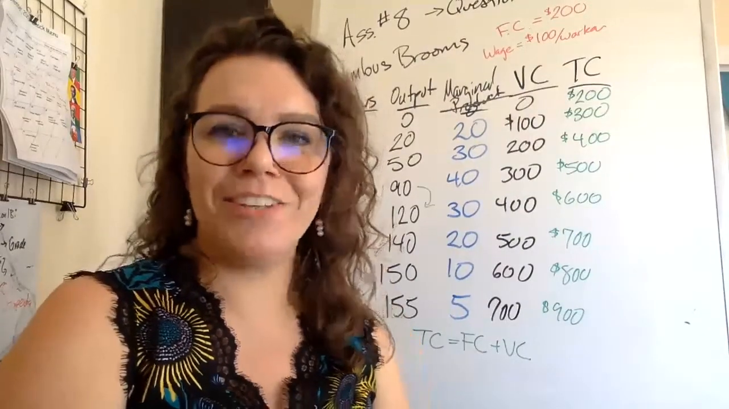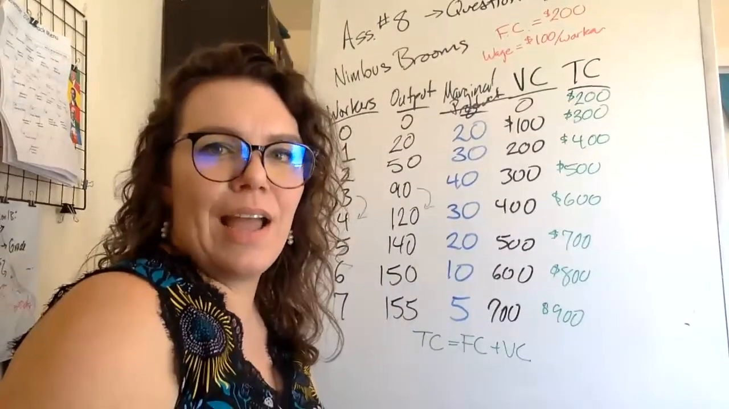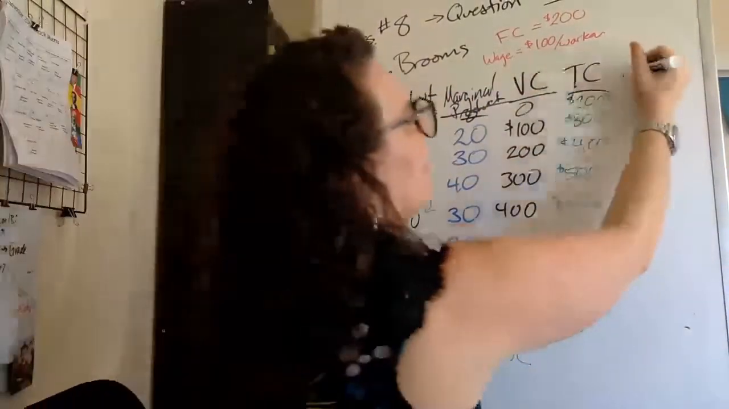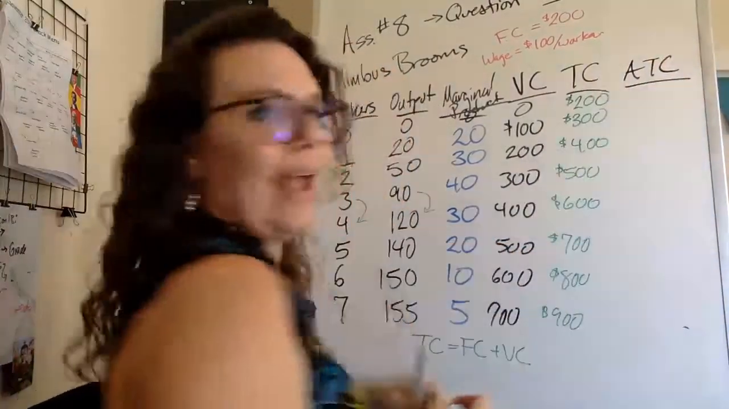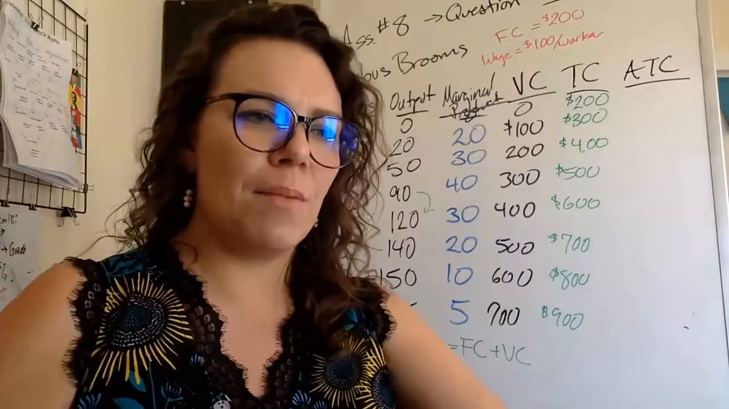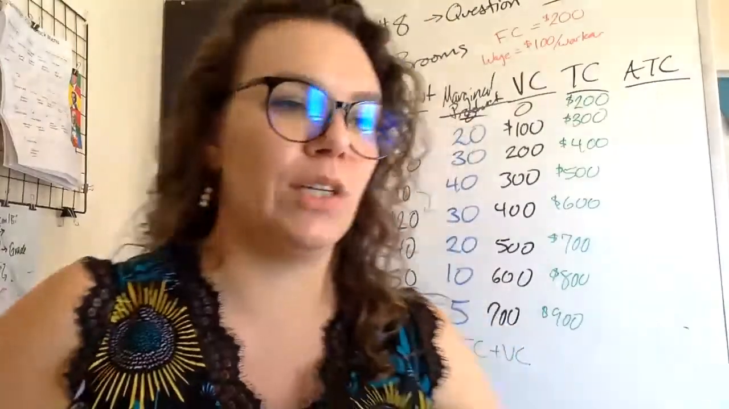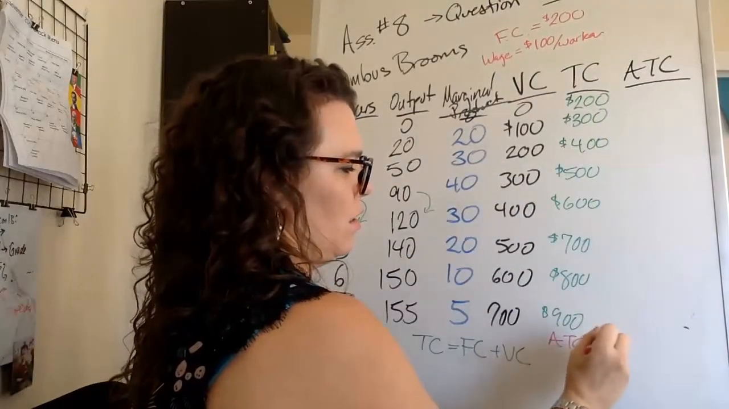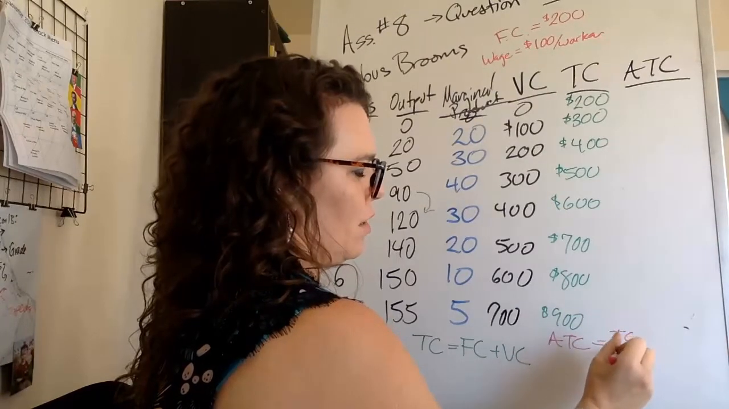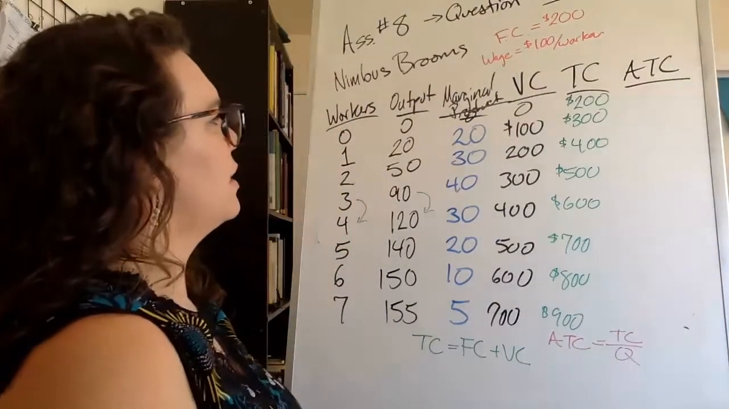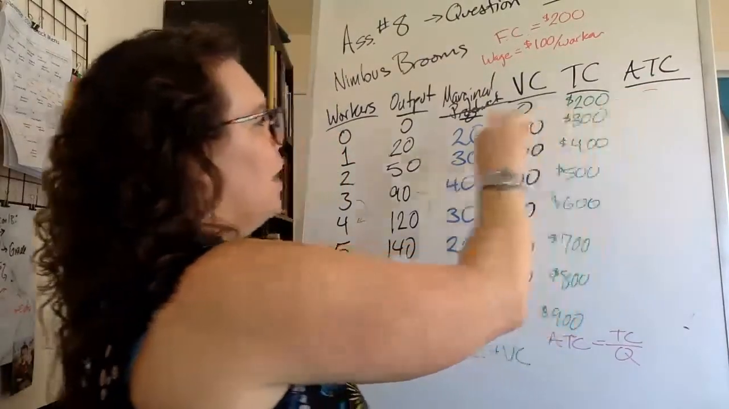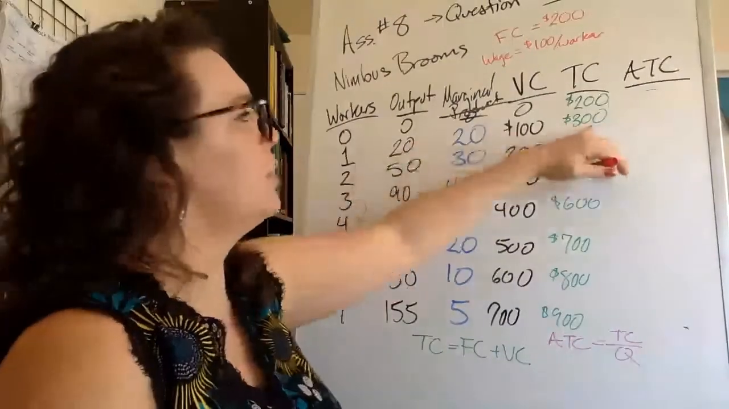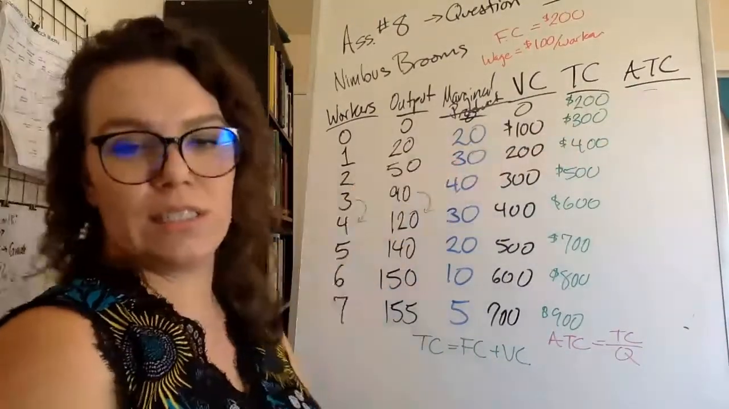The next thing we have to calculate is average total cost. And average total cost is just total cost divided by output. This is a little bit tricky because now output is changing by more than 1 per unit, right? So remember, average total cost is total cost divided by quantity. In this case, we don't have an average total cost at 0 because we're not going to do 200 divided by 0. But average total cost at 1 unit is 300 divided by 20, right?